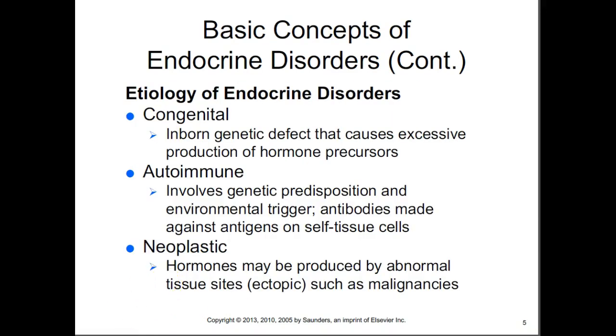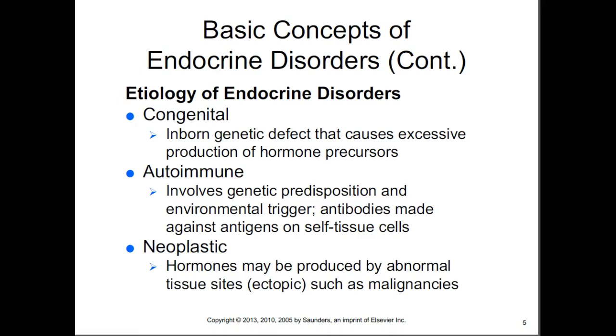All right, so some of those functions. So how can these endocrine disorders come about? Well, some of them could be congenital, an inborn defect. Most of them are genetic, if not all of them, because remember, if you're talking about receptors or hormones, the majority of hormones are derived from proteins, and all of the receptors are proteins. So that could be one of the reasons you're going to have an endocrine disorder. Congenital causes could also include excessive production of hormone precursors.